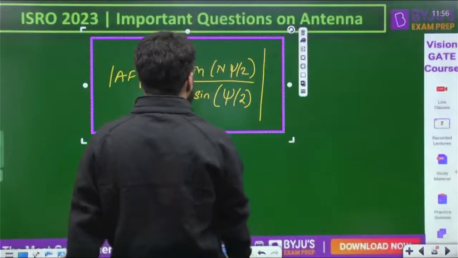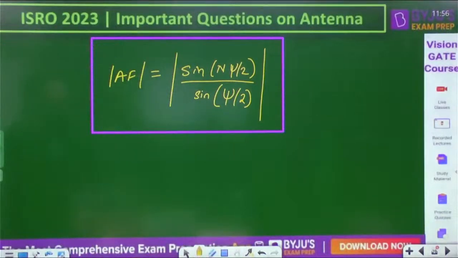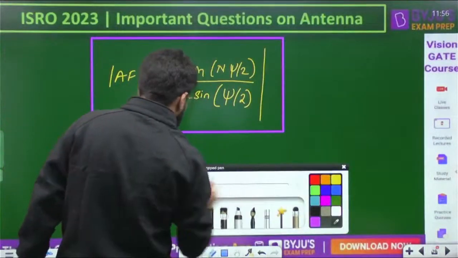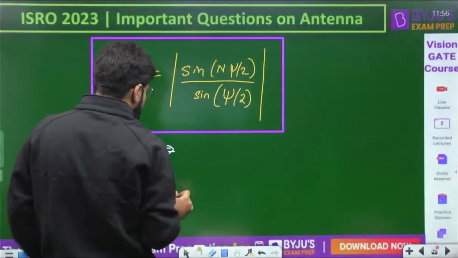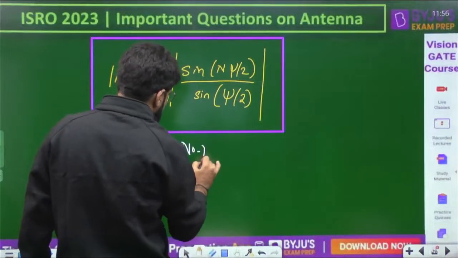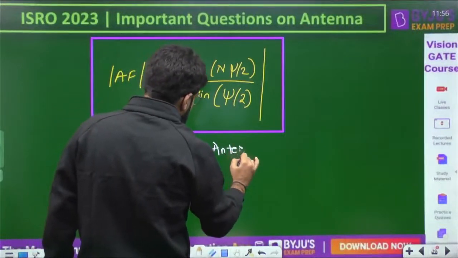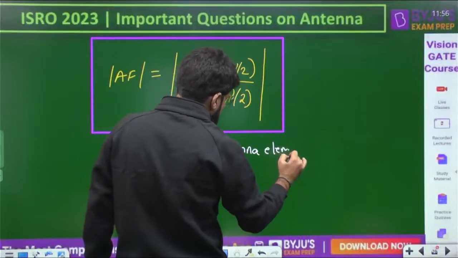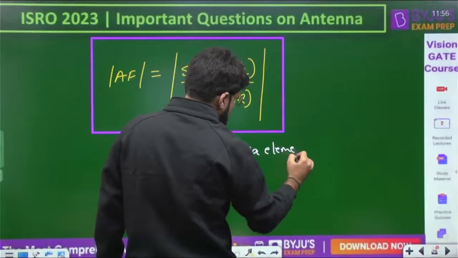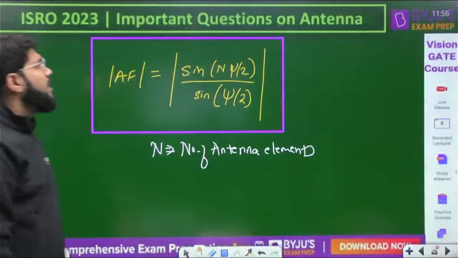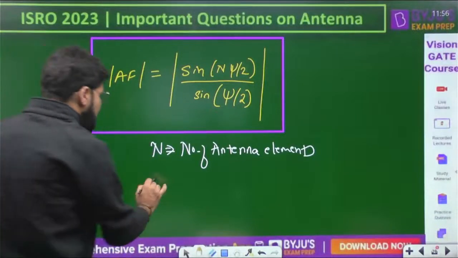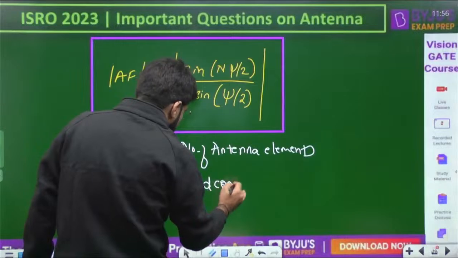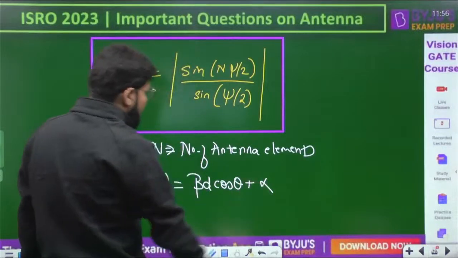Modulus of sin(N xi by 2) divided by sin(xi by 2). Okay, but what is given here? N equal to 4. And what is xi? N is the number of antenna elements. What is xi? It is given by beta d cos theta plus alpha.